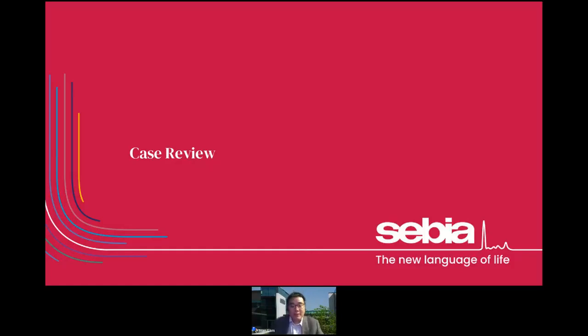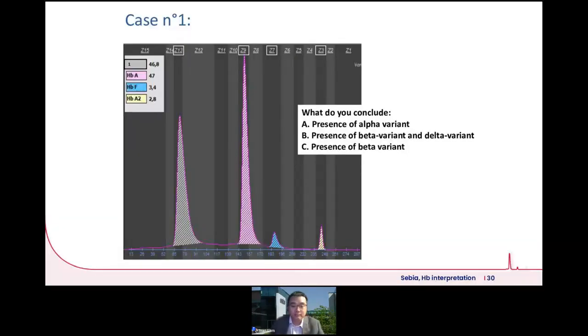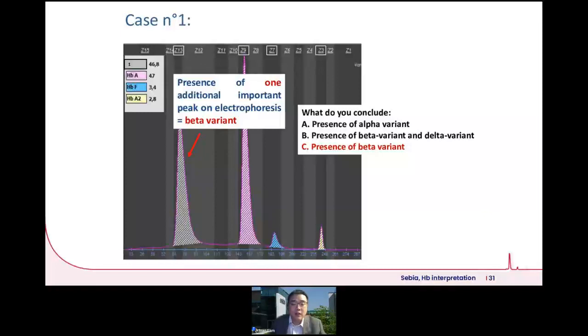So now let us look at some case reviews to reinforce our understanding of the principles of interpretation. In this situation, you see apart from your hemoglobin A, which is the main peak in the middle, you see a very large peak on the left. Right, what would this very likely be? Okay, so of course, knowing that there's also a bit of increased hemoglobin F, most likely the patient has a variant condition that's affecting him significantly. Okay, so this is actually a condition of the presence of a beta variant.